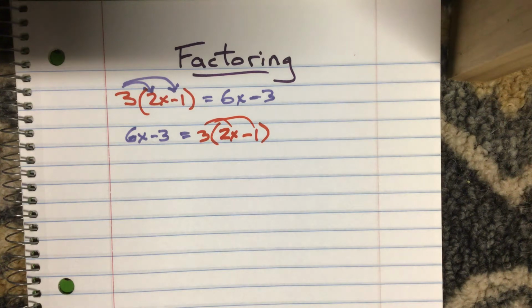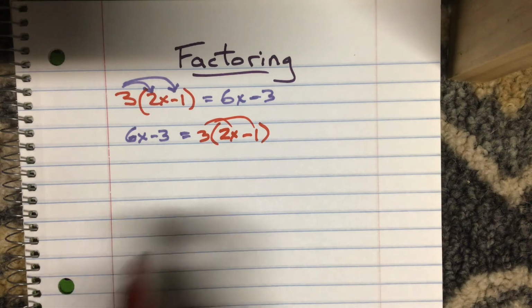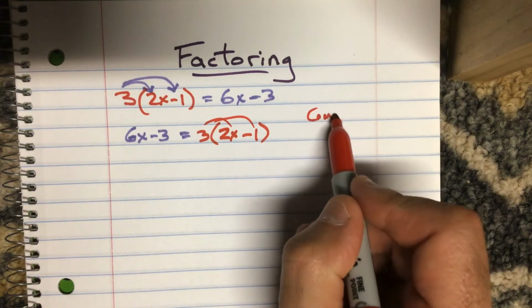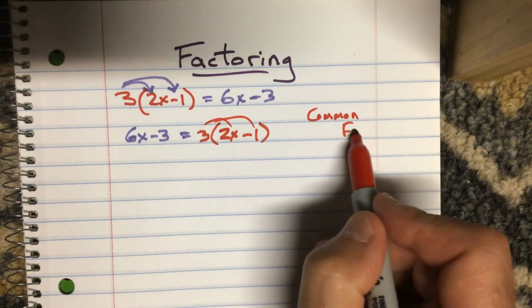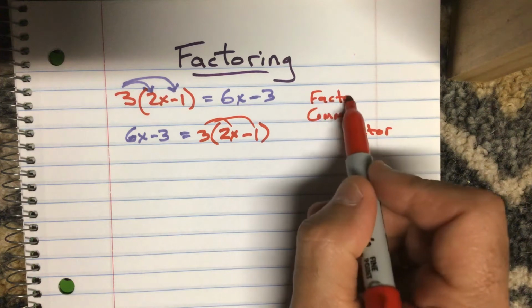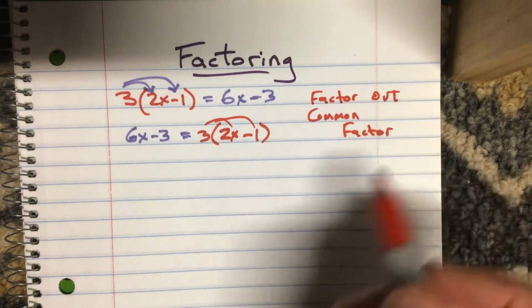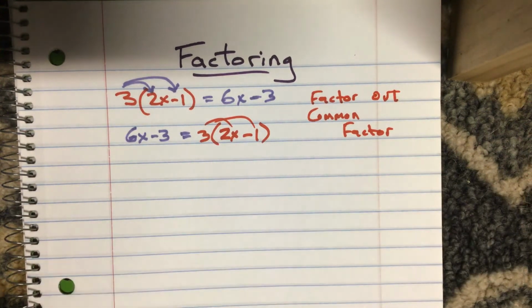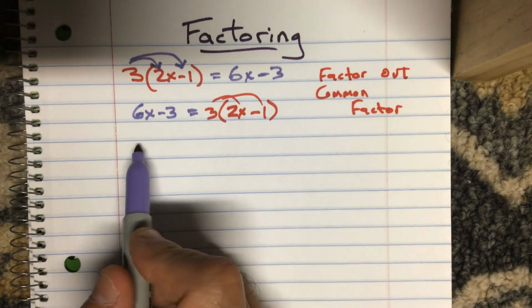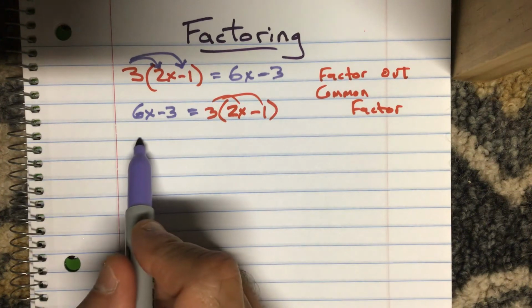You're starting with the answer and you're working backwards. So factoring is the opposite of distributing. And in this case, we would call this factoring out a common factor. I'll just say factor out. Factor out a common factor and you have one set of parentheses. In the next examples, we're going to be factoring a polynomial, so I'll show you what that means.